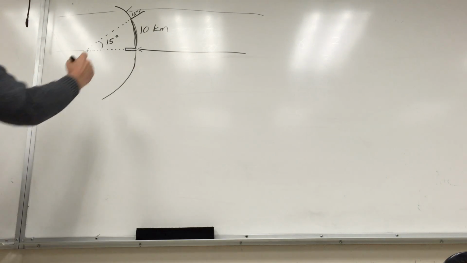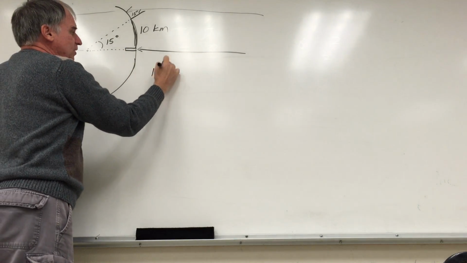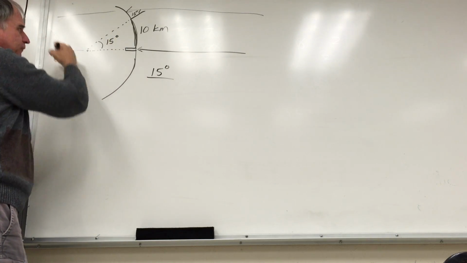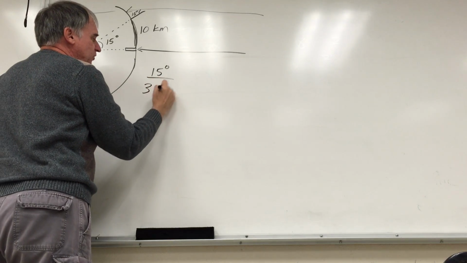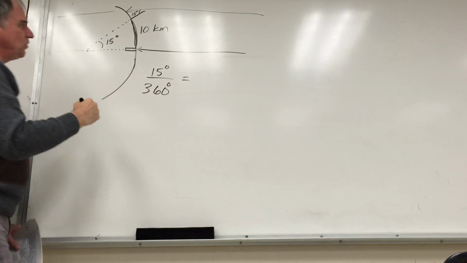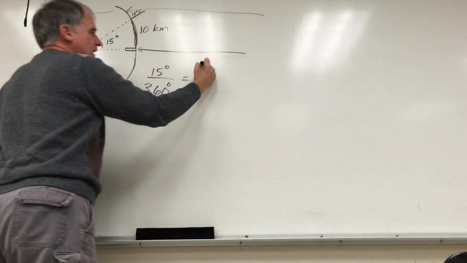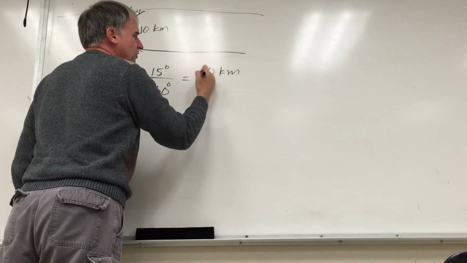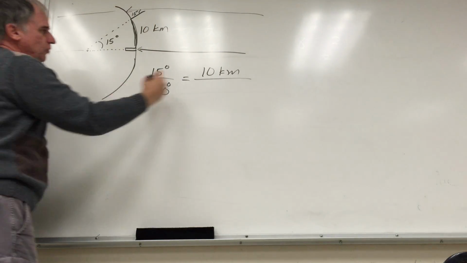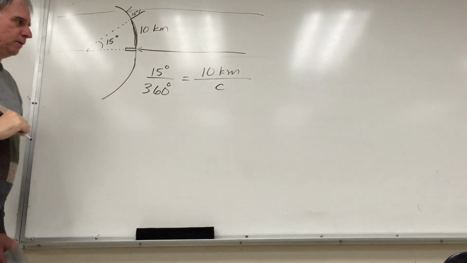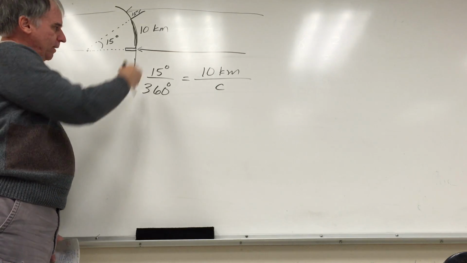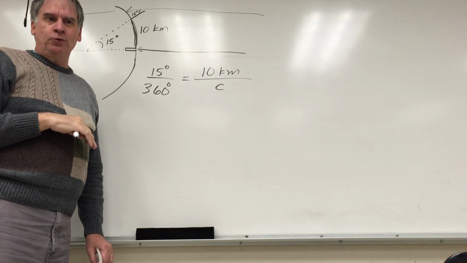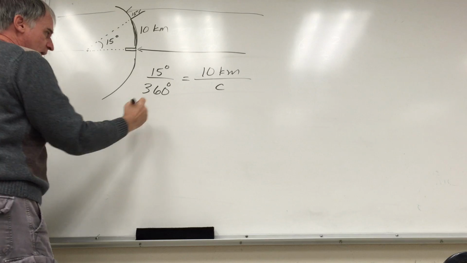We set up proportions. This 15 degrees of angle here is just a fraction of the whole complete circle of 360 degrees, but we reason that should be the same fraction that the 10 kilometer distance is of the entire circumference, which we'll call C. We can solve for C by, when one fraction equals another, you can cross multiply.